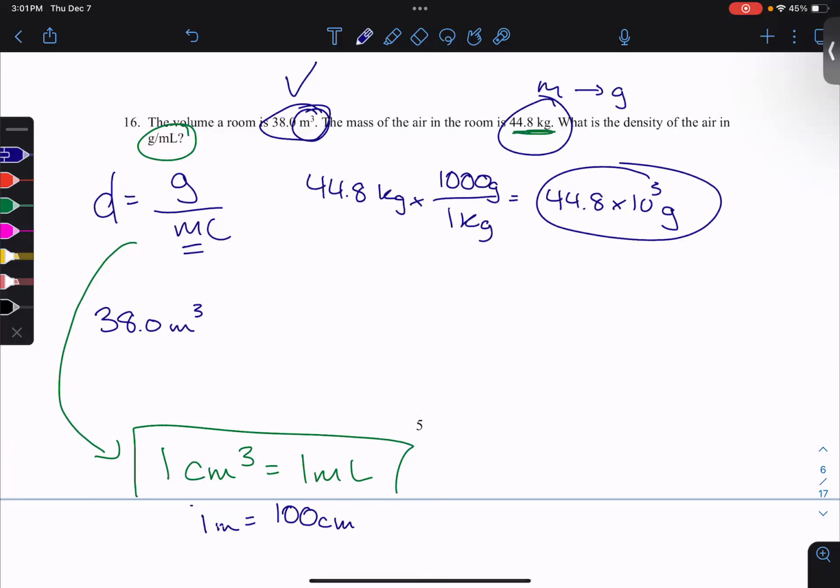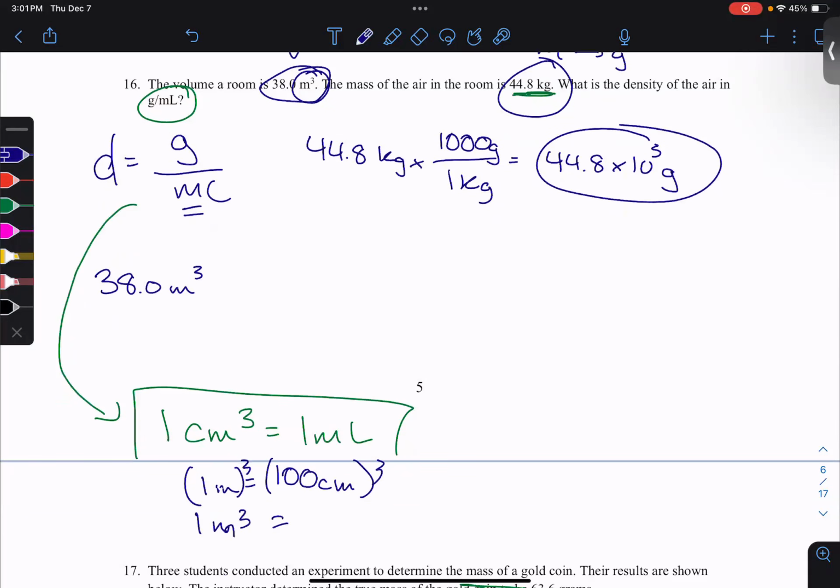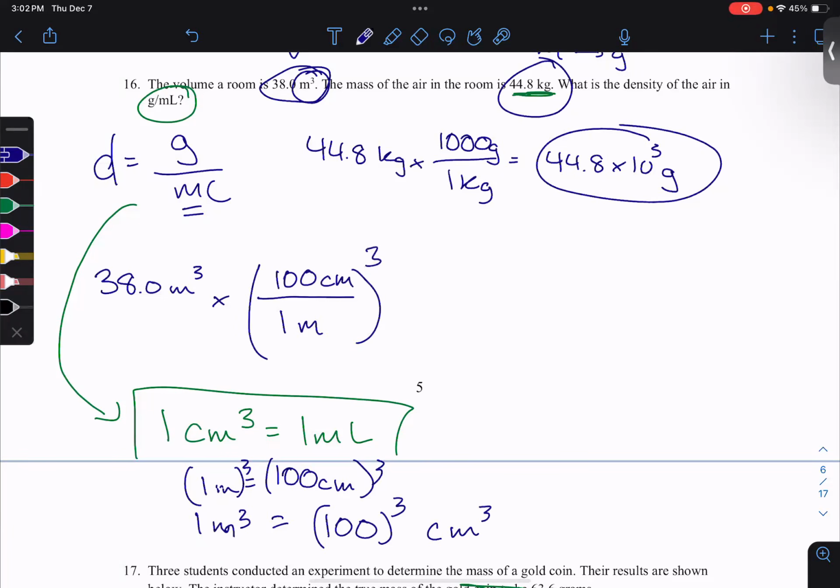I just need to cube it. So 1 meter cubed is actually equal to 100 centimeters cubed. All right, so that's the conversion. Putting that all together, 1 meter is 100 centimeters. Just cube that whole thing.